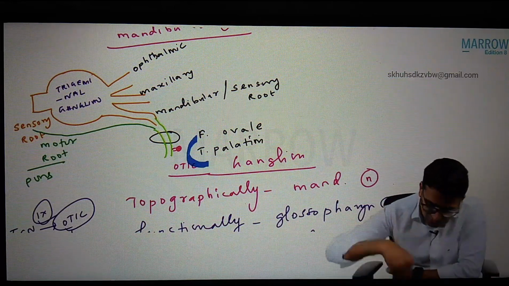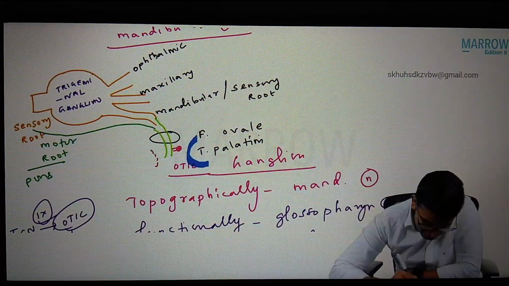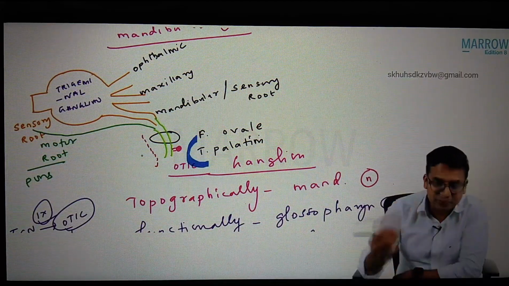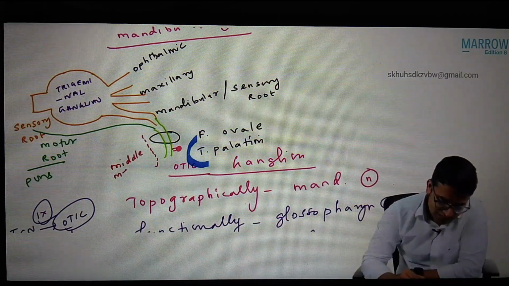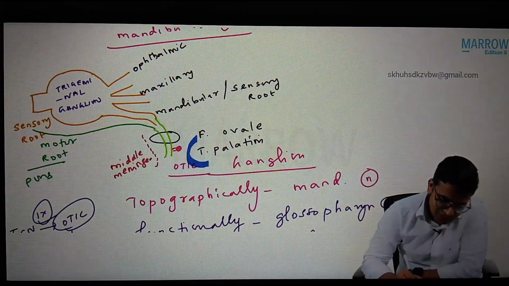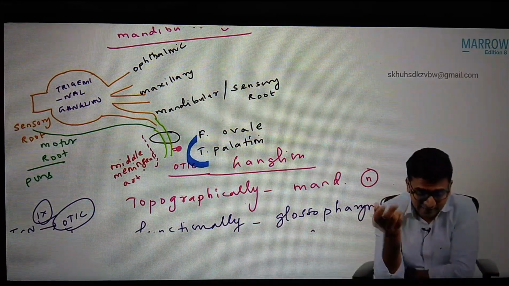And behind the OT ganglion, I am drawing in dotted line. That is our middle meningeal artery. So that means they are posterior. That is our middle meningeal artery. Okay. Now, what is the relation of OT ganglion?